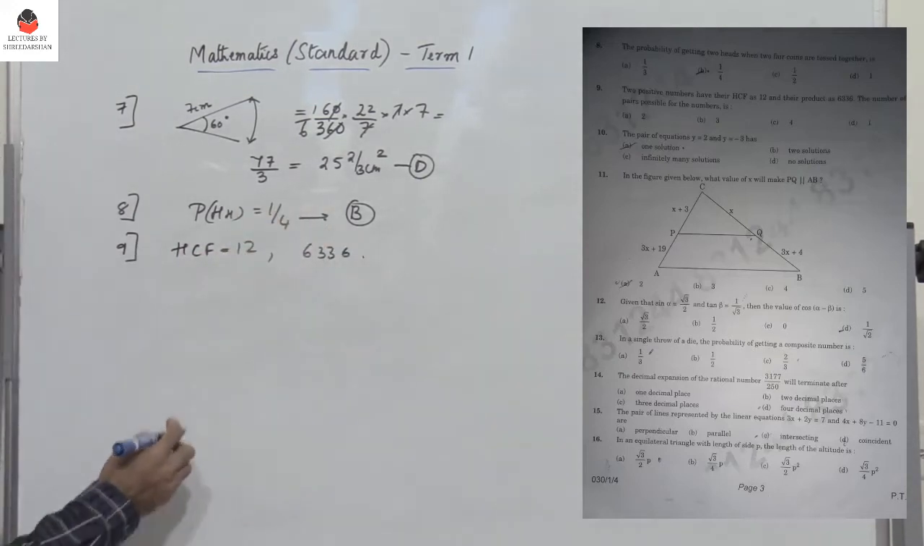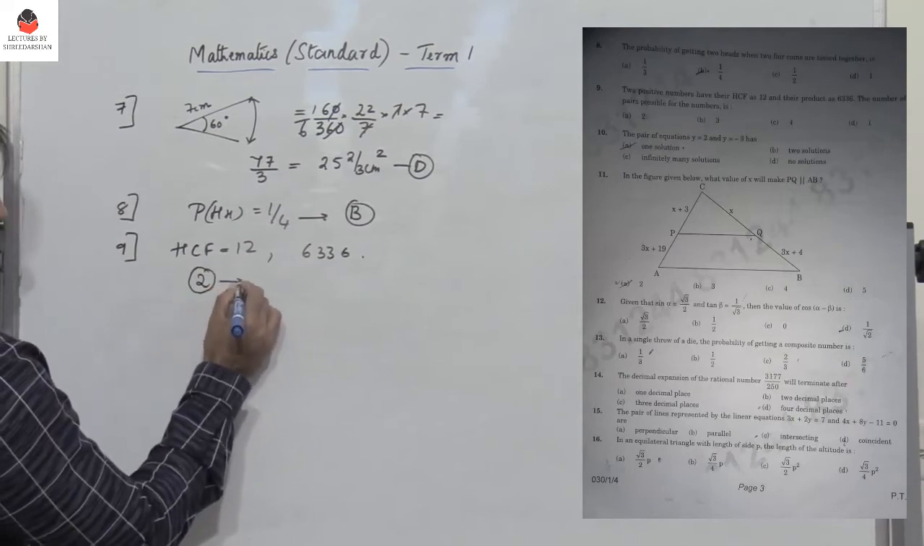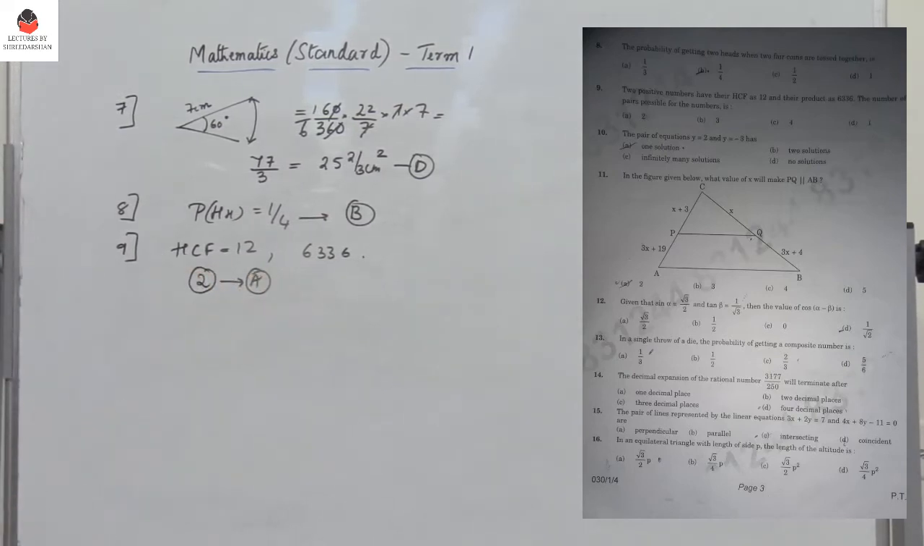Ninth one, two positive numbers have HCF 12 and their product is 6336. The number of possible pairs. So this is 2, which is option A. It's a lengthy procedure. I'll skip it for now.